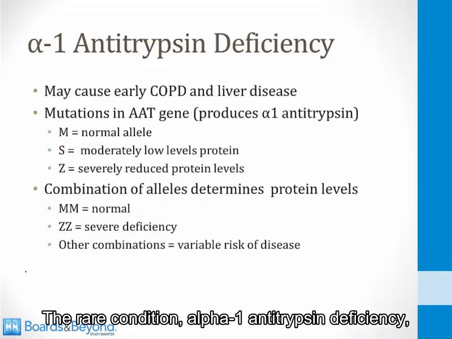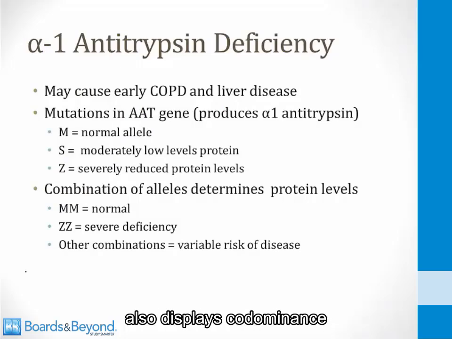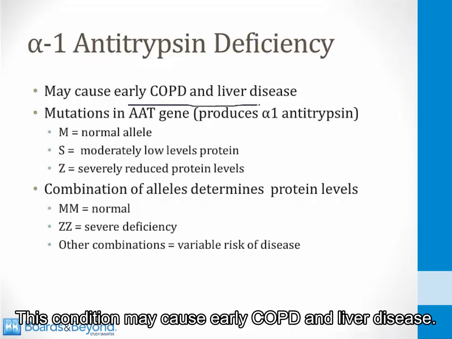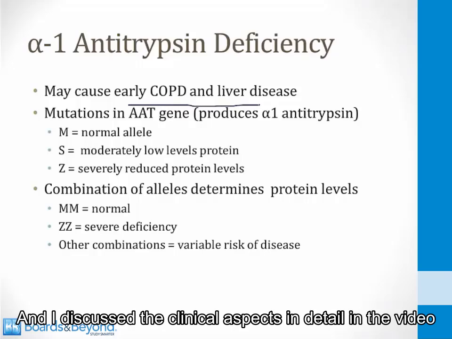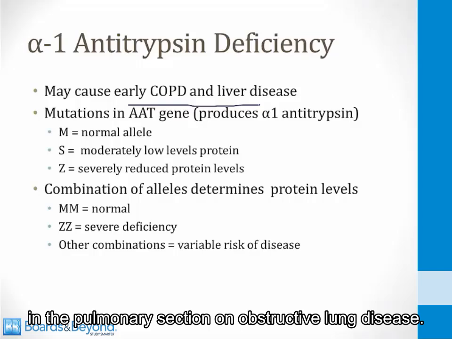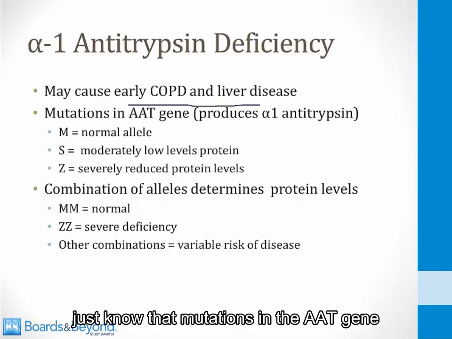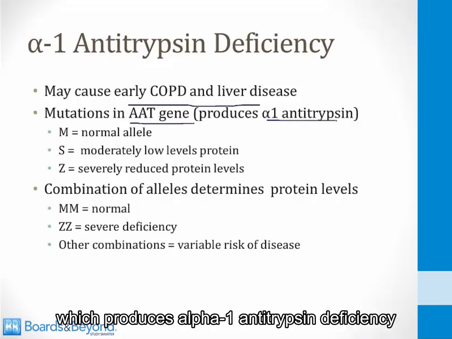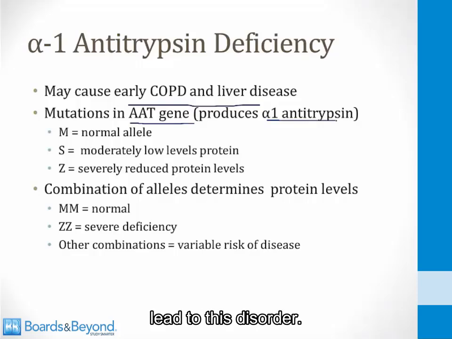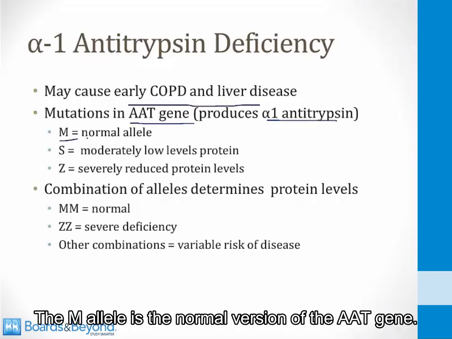The rare condition alpha-1 antitrypsin deficiency also displays codominance, and this is often tested on step 1. This condition may cause early COPD and liver disease, and I discussed the clinical aspects in detail in the video in the pulmonary section on obstructive lung disease. But for our purposes here, just know that mutations in the AAT gene, which produces alpha-1 antitrypsin deficiency, lead to this disorder. The M allele is the normal version of the AAT gene.